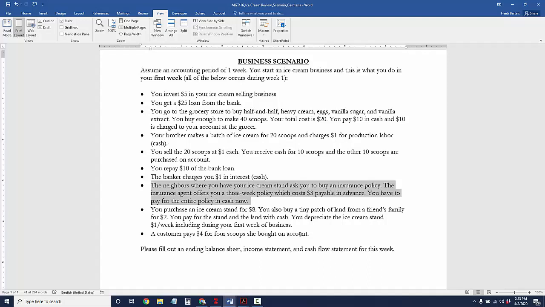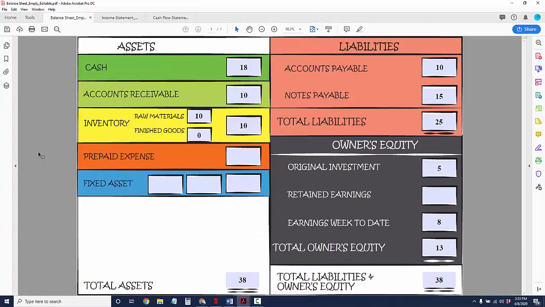So let's see how that affects our financial statements. In terms of the balance sheet, we know that we have to pay for this insurance policy right now in cash and for the full amount. So the insurance policy costs $3 and we have to pay in cash. So cash goes from 18 to 15. We also know that we're not using the full value of this insurance policy this week, this accounting period. We will be using $1 this week, and we will still have $2 left of this insurance to use for the next two accounting periods.